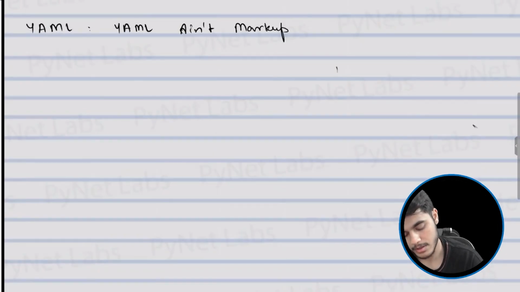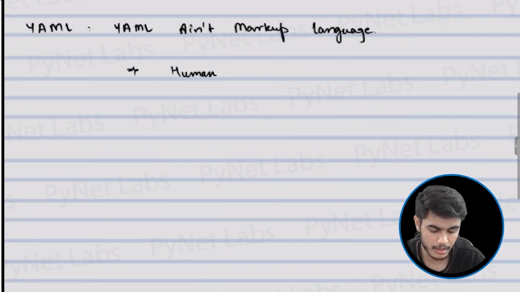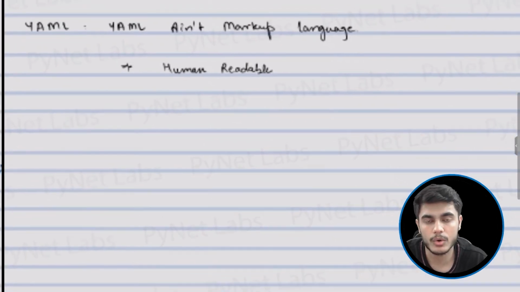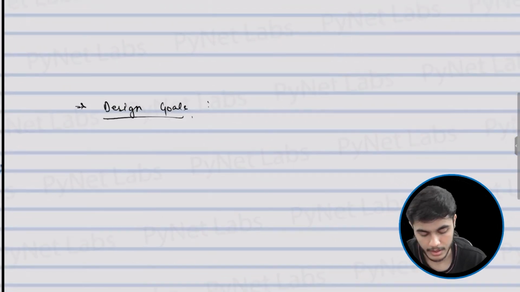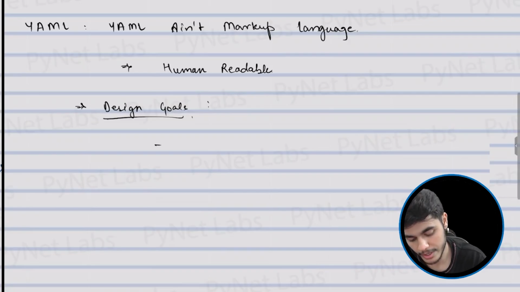First of all, YAML stands for YAML Ain't Markup Language. And the very main and key characteristic of it is that it is very much human readable. Even when we talk about the main design goals of YAML, the very first point that was considered while creating YAML is that it has to be easily readable by humans. So the very first design goal is to be easily readable by humans.